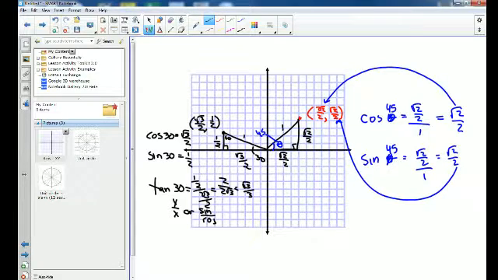Bottom and up top. 3 times root 3 is 3. So that's kind of the idea of the unit circle, to be able to get all these values straight out without having to use a calculator. Okay.